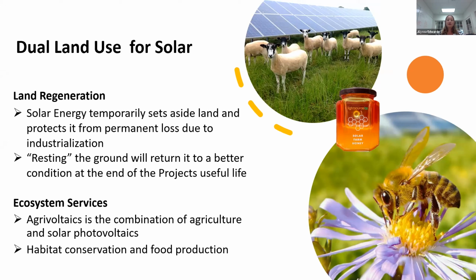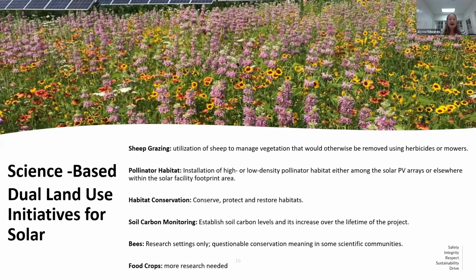But what we look to do is also add on other ecosystem services. So there are sort of two buckets of that. One is a term that is used a lot, agrivoltaics. It's the combination of agriculture and solar, and then other types of habitat conservation and food production. This is very much an emerging space. Here on this slide, I listed out the things that we're working on at Lightsource BP, and the industry at large is also working on, for dual land use initiatives for solar.